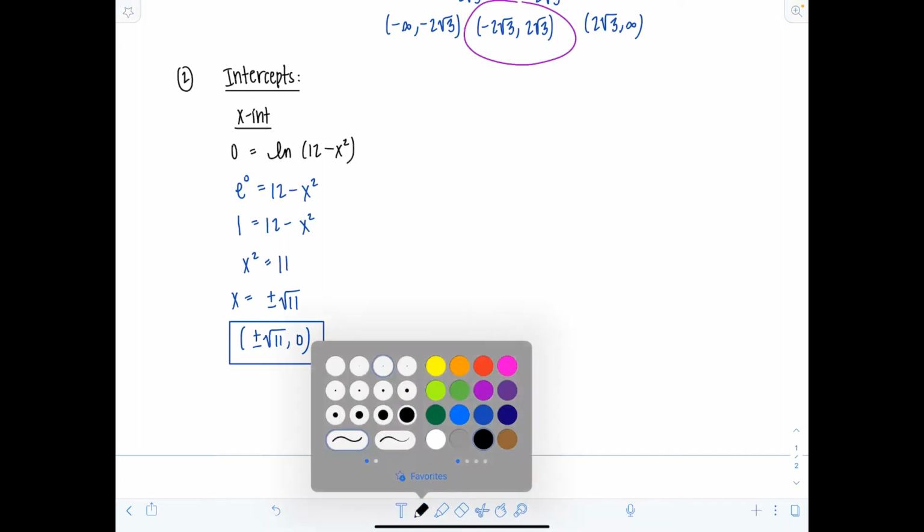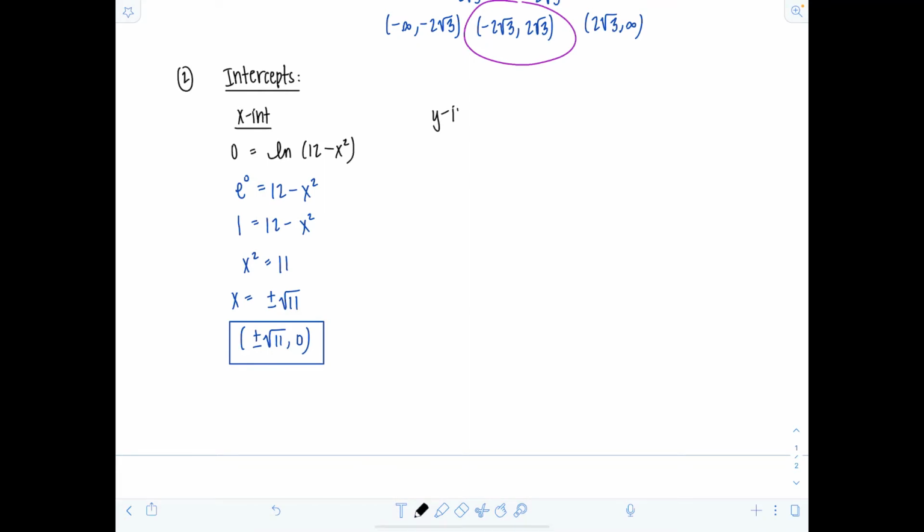All right, very nice. Now let's move on to the y-intercept. We get that by substituting 0 for x. So we have natural log of 12 minus 0 squared. So the y-intercept is ln of 12. All right, very nice. Should I leave it like that? No, only if I want to lose some points. So the y-intercept is (0, natural log of 12). Like that. There we go. Box everything of significance. Fabulous.